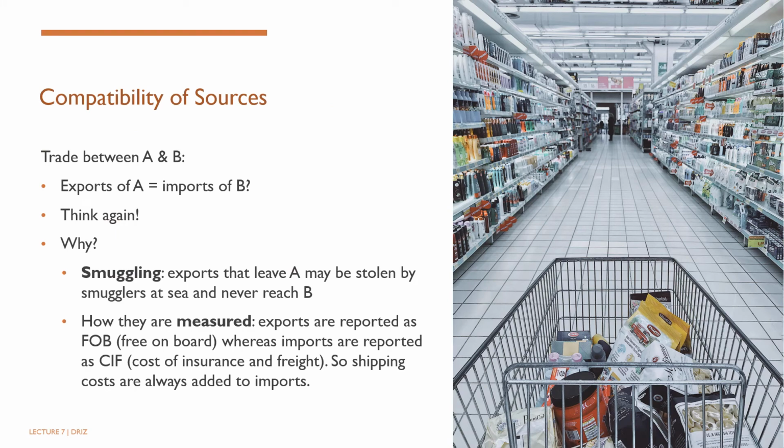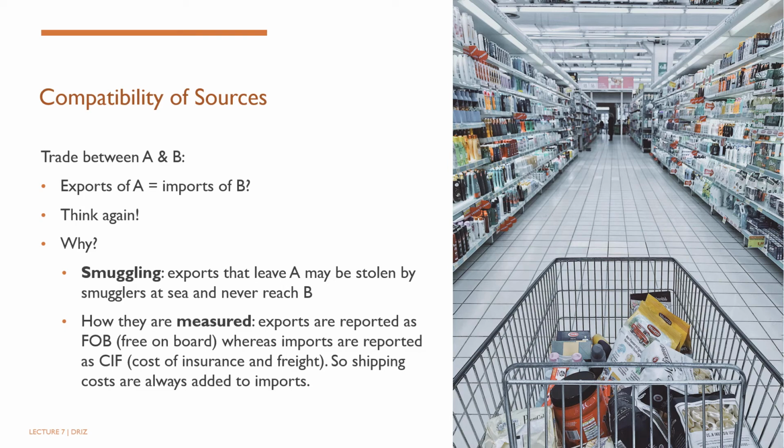And finally, an important issue related to secondary data is compatibility of sources. Take, for instance, this example on trading between A and B. There are at least two reasons why data showing exports from country A to country B are different from data showing imports of country B from country A. The first is leakages, or smuggling. Exports that leave country A's shores may be stolen by smugglers at sea and never reach country B.